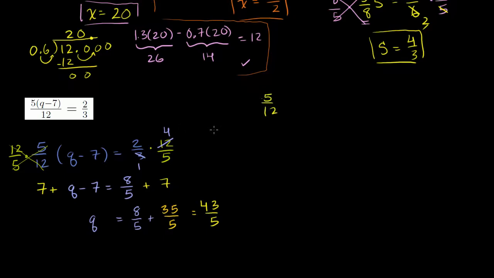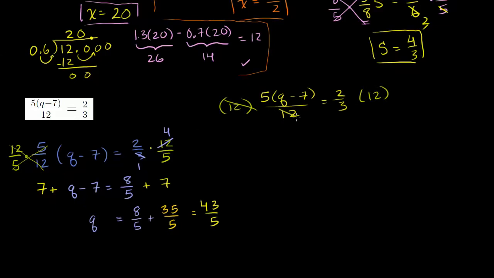5/12. Actually, let me just do it a completely different way. Let me write it the way they wrote it. 5 times q minus 7 over 12 is equal to 2/3. Let me just get rid of the 12 first. Let me multiply both sides of this equation by 12. I just don't like that 12 sitting there. So I'm going to multiply both sides by 12.